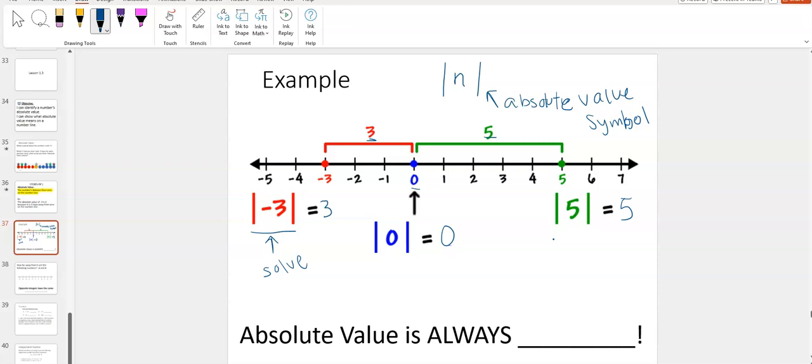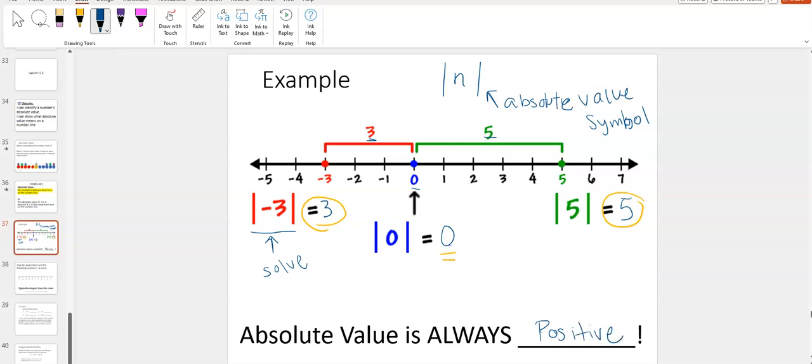Now think to yourself, what is special about these numbers here, these absolute values? Now 0 we know is special itself, but what about 3 and 5? The absolute value of -3 is +3, and the absolute value of +5 is +5. What is special about those numbers? And hopefully at home you're going, well, Ms. Kirkwood, they're both positive. And that is right. Absolute value is always positive.